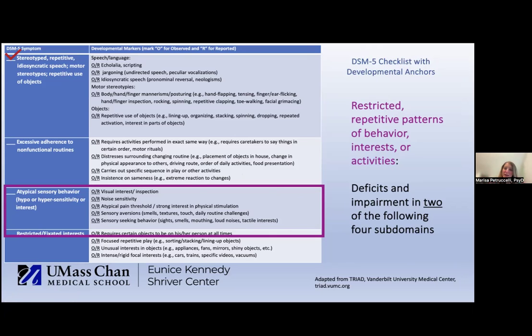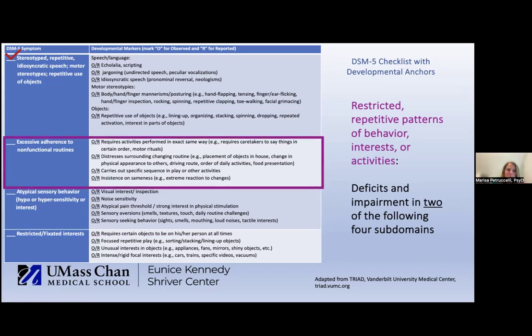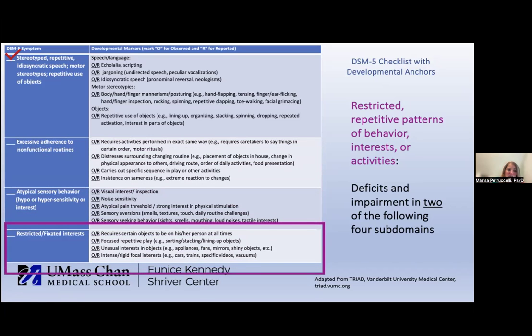Responses to pain or pain thresholds, either under-responsive or over-responsive in different sensory systems, can also manifest in this way in terms of pain responsiveness. Or sensory seeking, like really seeking out things like reflective surfaces, or mouthing objects beyond what's developmentally appropriate, things like that. And then lastly, really strong interests.